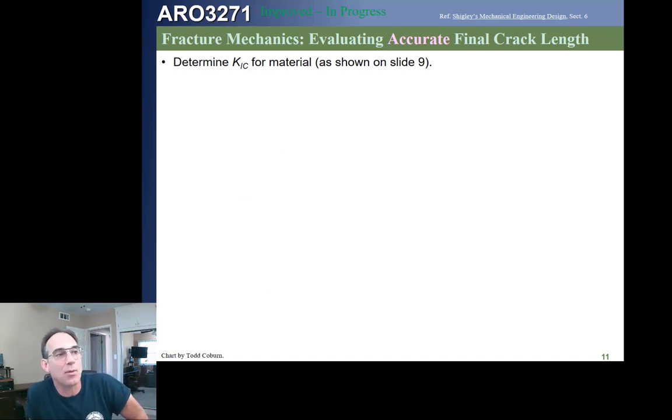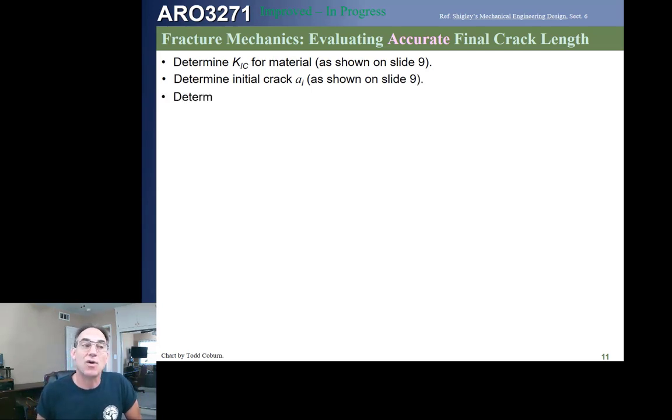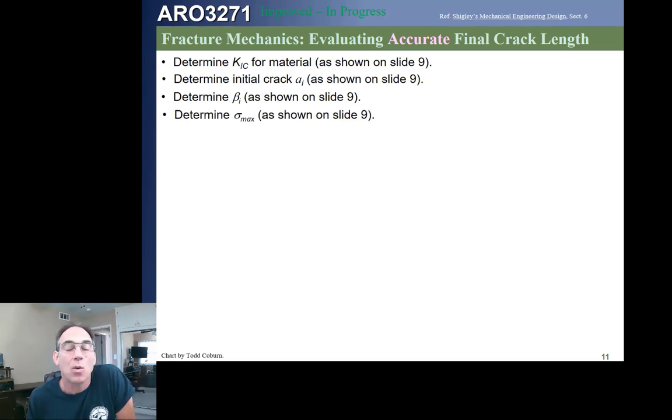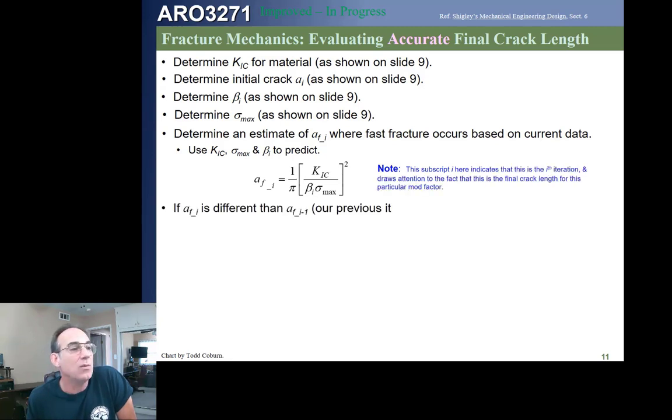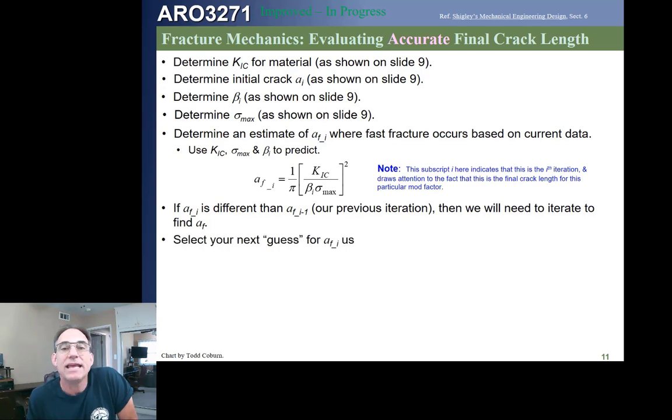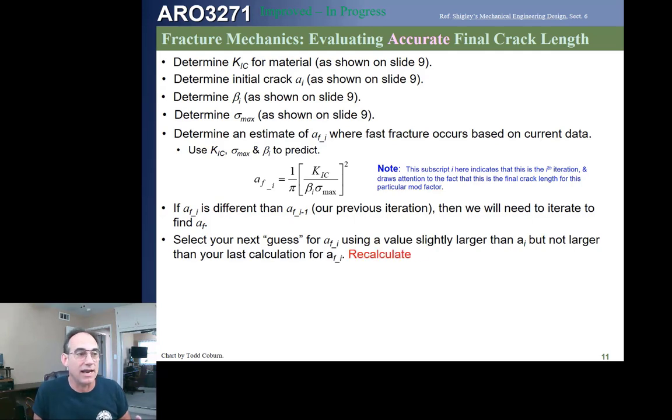We're going to start off the same way. We're going to get our K1C for the material and our maximum stress. We're going to figure out what our initial crack size is, determine a beta for that crack size. We're going to then estimate our final crack length using the same equations we did before. Okay, this is all the same so far. Then what we're going to do is look at that final crack length and find out, is that different than what we started with? If it is different, we may need to iterate.